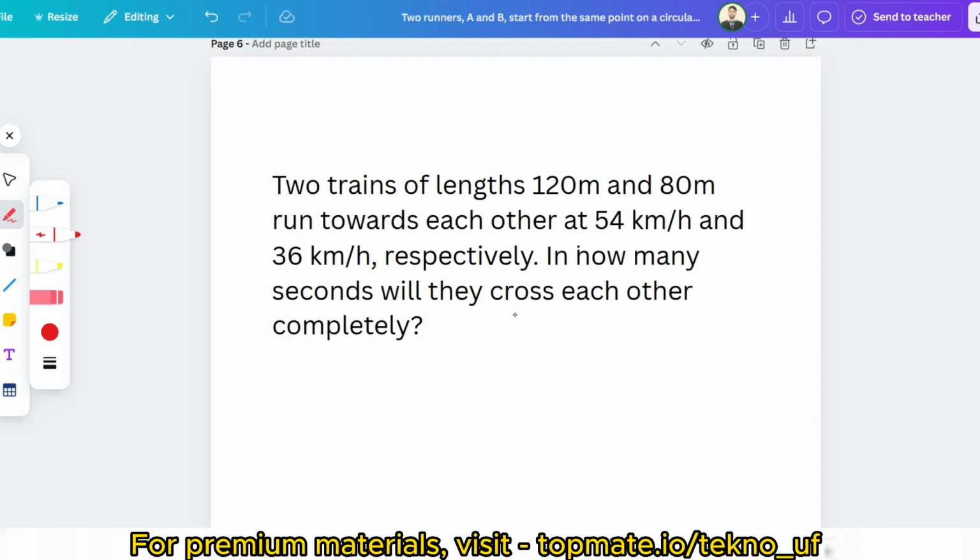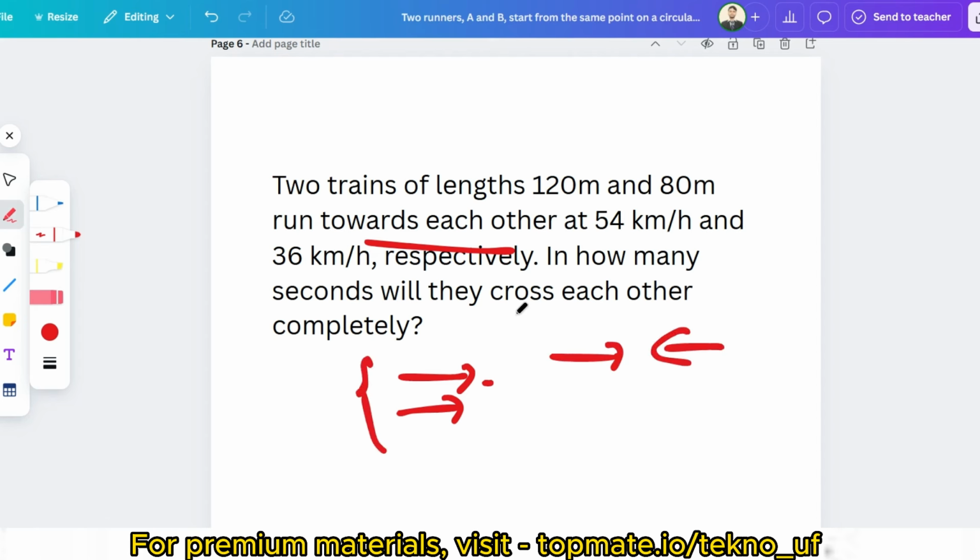So this is almost a similar question as the earlier one. So there the main thing was towards each other, and there they were going to the same point. Here they are going towards each other, so the difference is here.